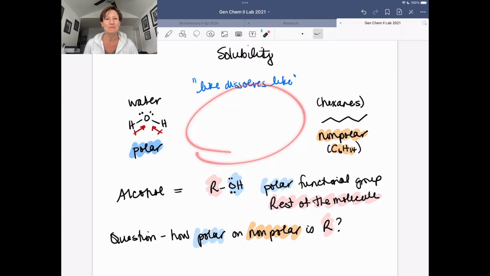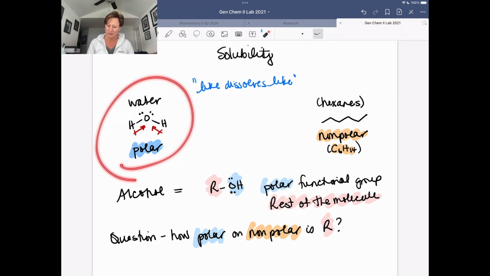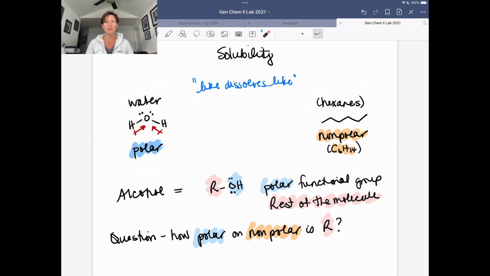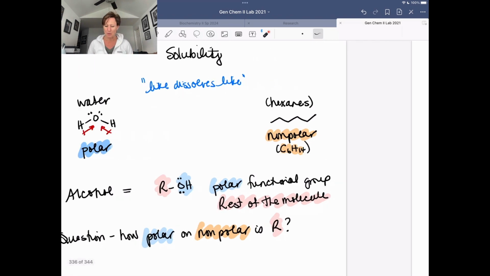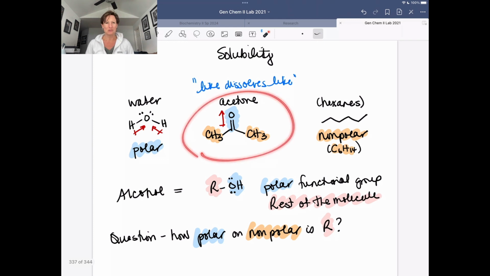I have a blank space in the middle here because we've got two extremes of solubility of our solvents. We've got a very polar solvent like water, a very nonpolar solvent like hexane. Can we have somebody in the middle who's a nice hybrid, maybe has aspects of both? Acetone is going to be like that.